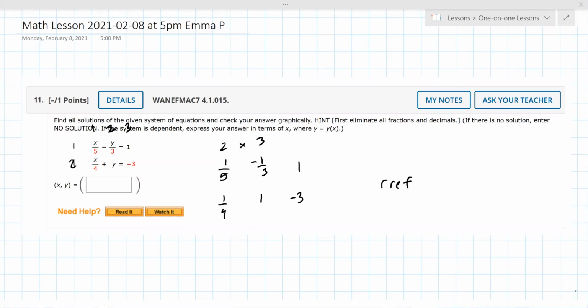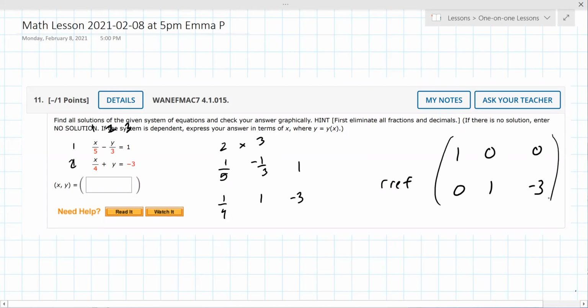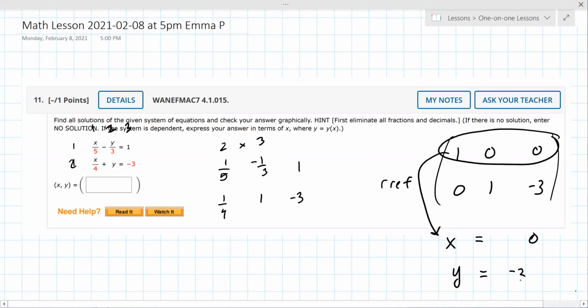Now, there are a few exceptions to this. There's the case where there's no solution and when there's infinite solutions, but we can cover that. When I enter this in, 1/4, -3, I get the matrix 1, 0, 0, 0, 1, -3. So the top row means that x equals 0, and the bottom row means that y equals -3.